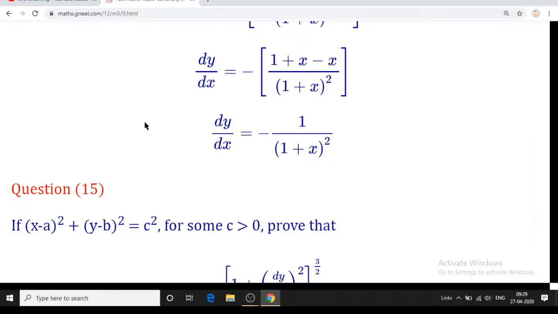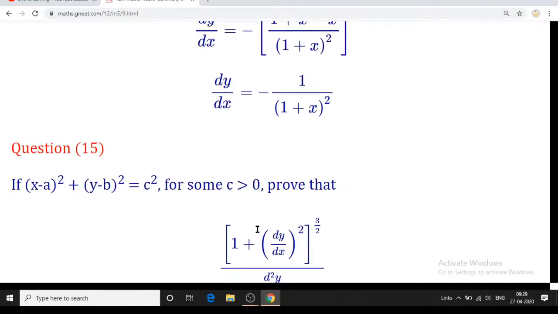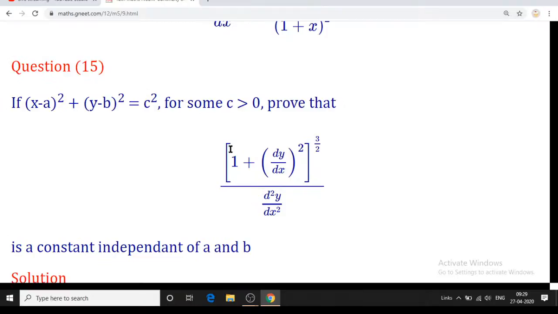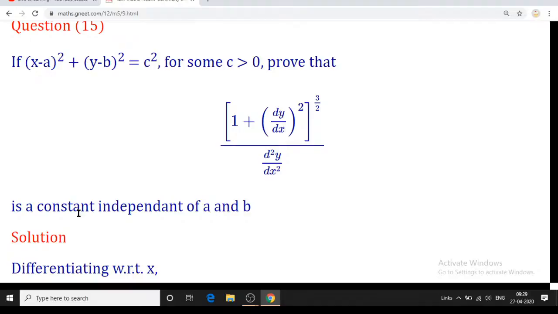Now we will go for the 15th question. 15 question ही बहुत अजीब है, उसको भी मार्क करके रखो. That is, if x minus a the whole square plus y minus b the whole square is c square for c greater than 0. They have stated c is a constant. We have to prove that 1 plus dy by dx the whole square raised to 3 by 2 upon d2y by dx square is a constant independent of a and b.